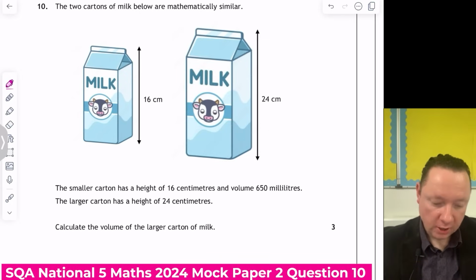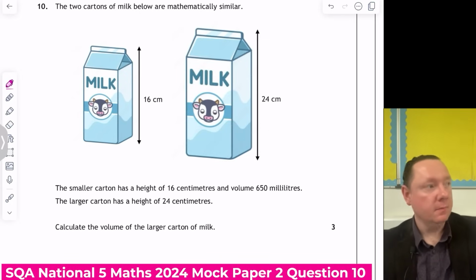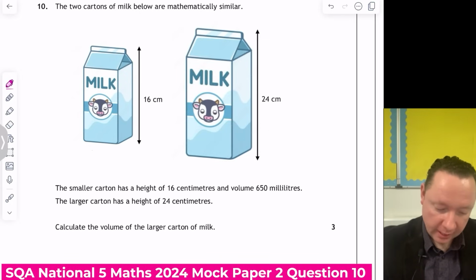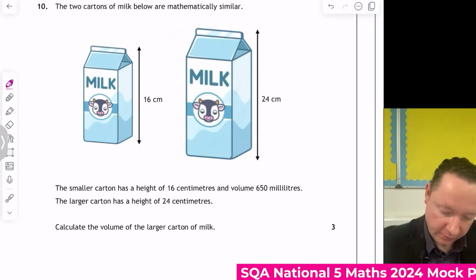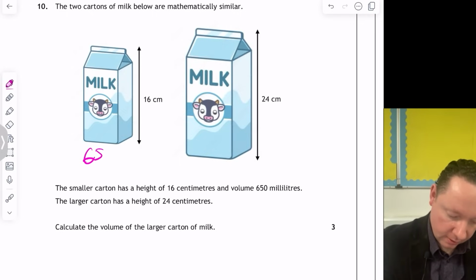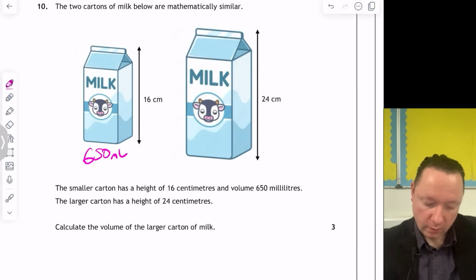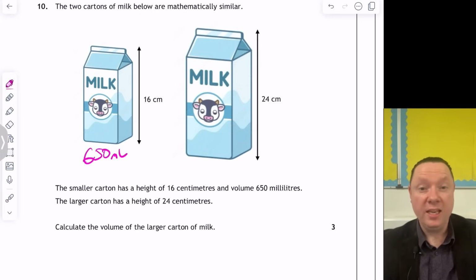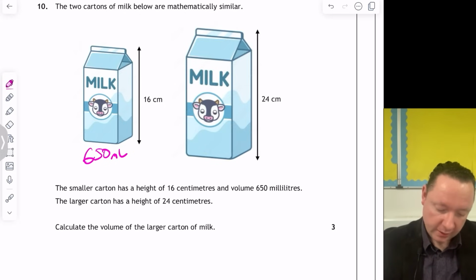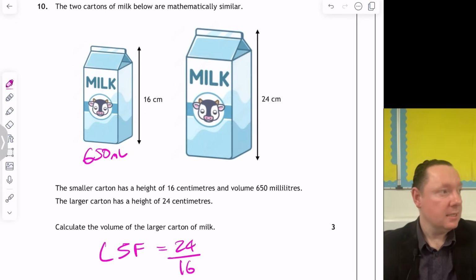Question 10. 2 cartons of milk are similar, mathematically speaking. So it says the small carton has a height of 16 as shown and a volume of 650. Let's just take a note of that, 650 millilitres. The large carton is 24 height. Find the volume of the large carton of milk. So we'll look at scale factors first, and we'll start with linear scale factor, LSF really, which is 24 over 16. Now no need to simplify because you're going to use it anyway.